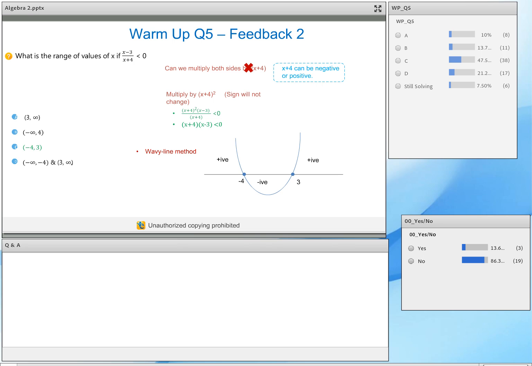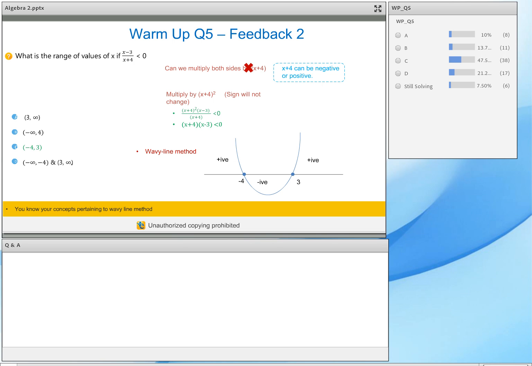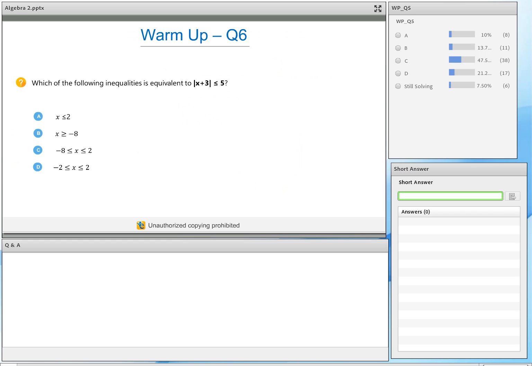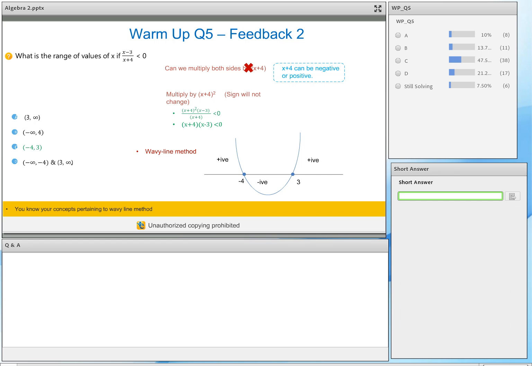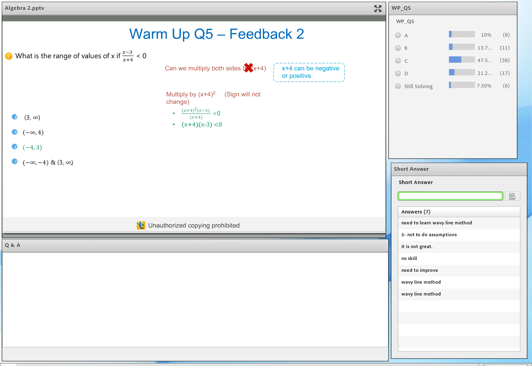Okay. So what did you guys learn from these two questions, questions 4 and 5, before we move on to the next question? What did you learn about your skill level in quadratic inequalities? Need to learn the wavy line method, not to do assumptions, no skill, need to improve.